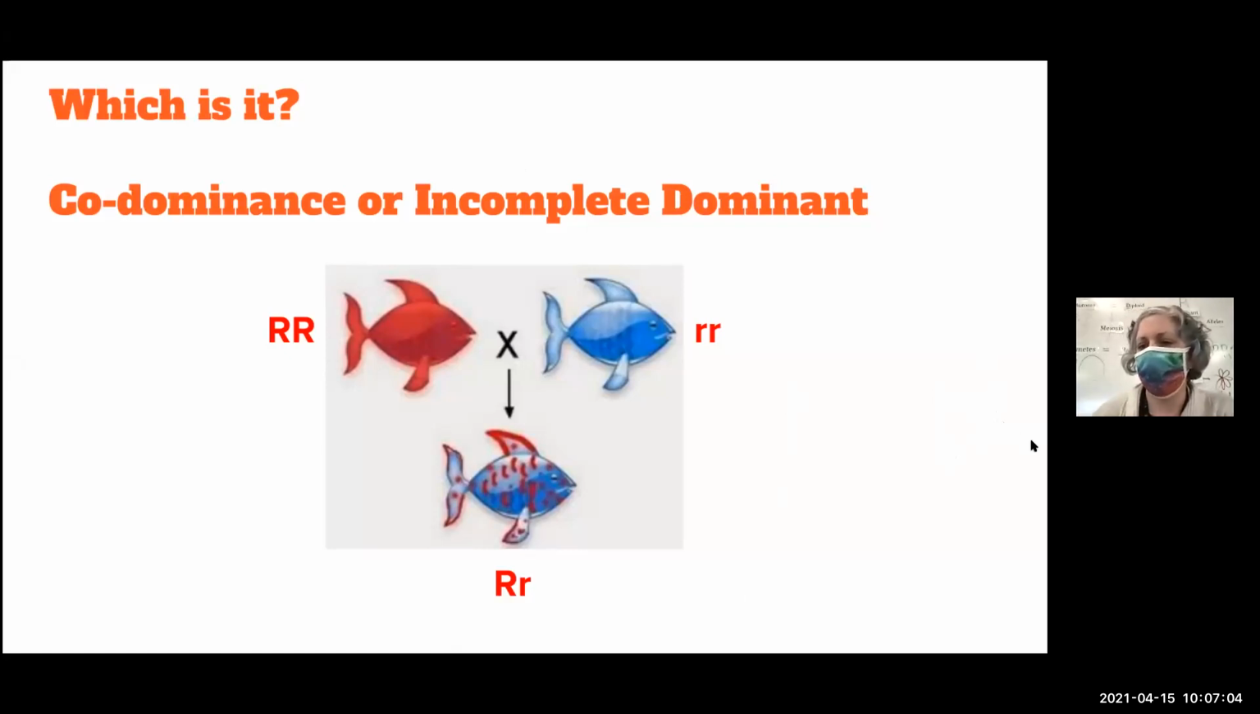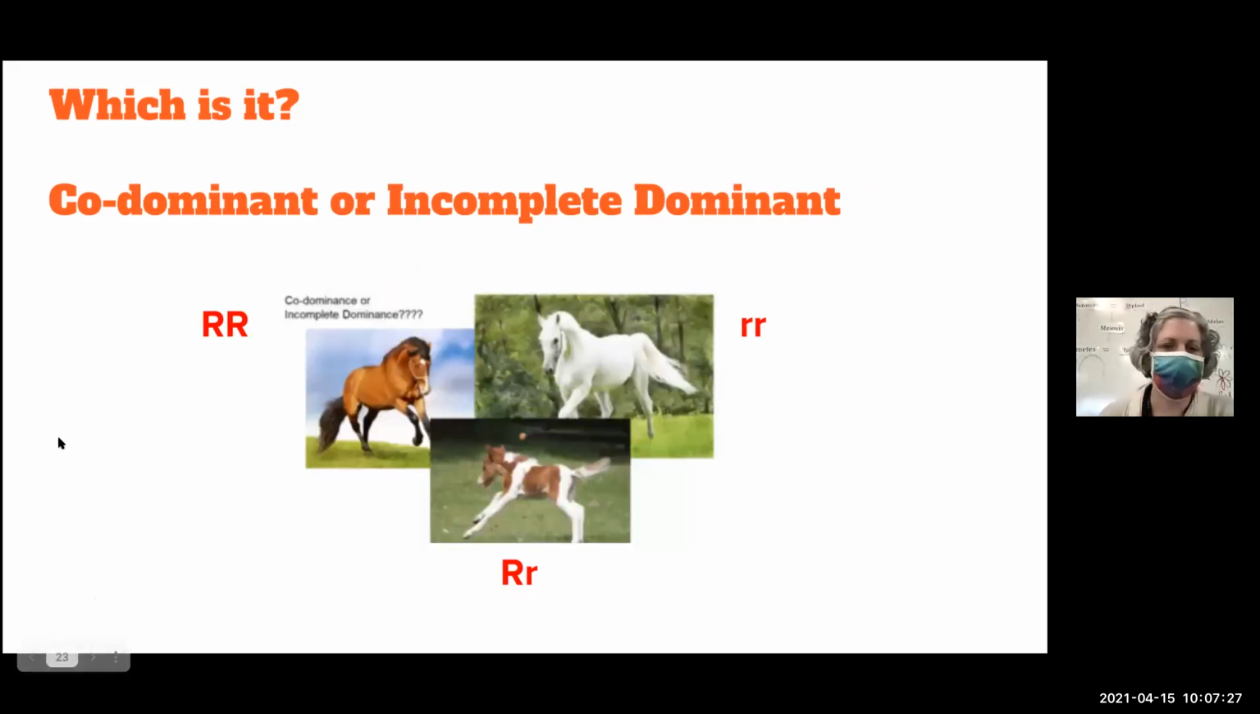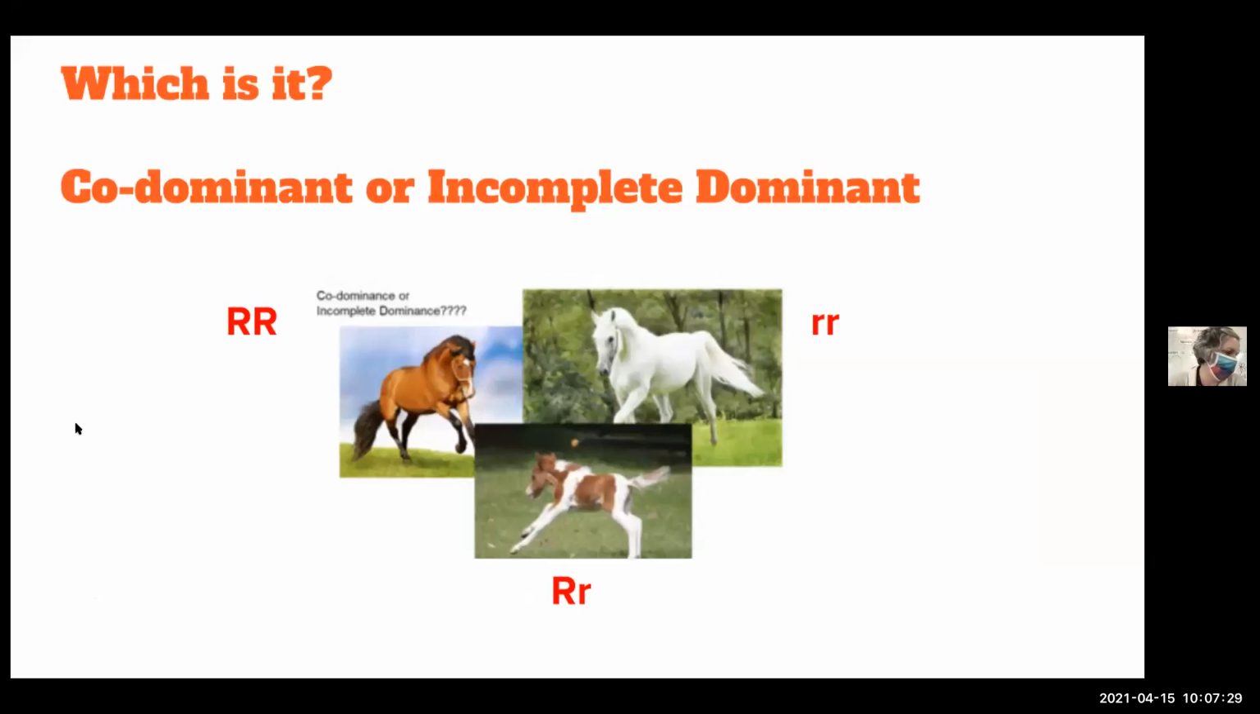Awesome. Co. So remember, co means together. So we have a homozygous red, we have a homozygous blue, and when we cross them, the heterozygous is showing both together. Remember, co means together. So we see the word "and" when we describe this phenotype, blue and red. All right, how about this one?